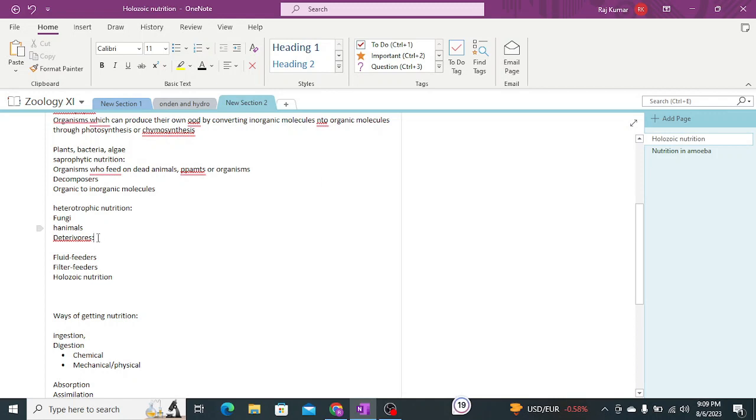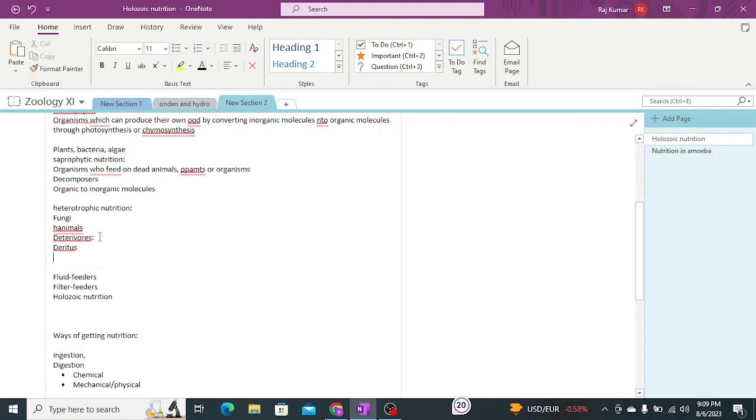There are types of heterotrophic nutrition, including detritivore. What is detritivore? Detritivores are organisms which feed on detritus. Now, what is detritus? Detritus is, in simple words, organic debris. Organic debris is known as detritus. Now, what is debris here?